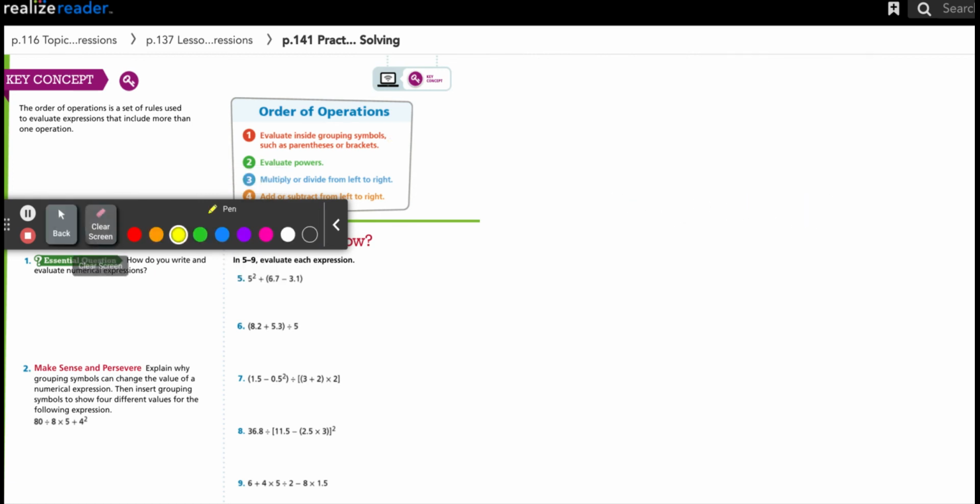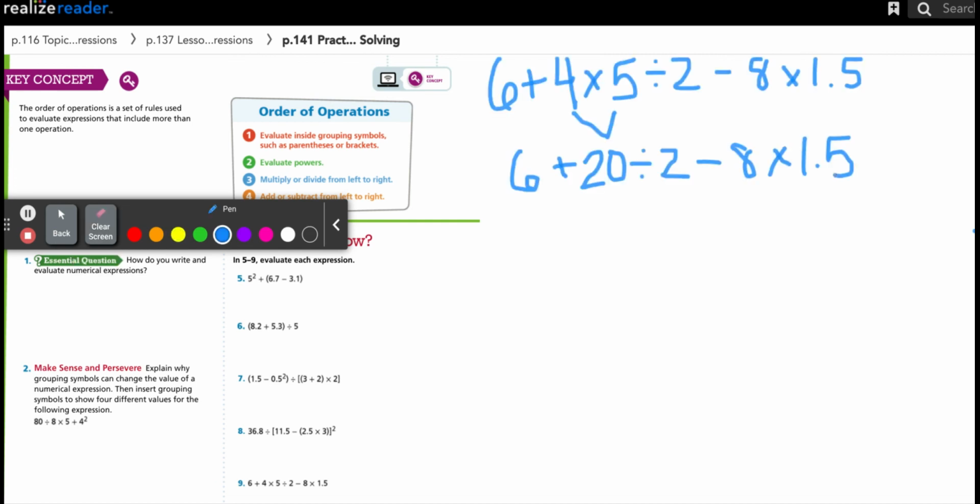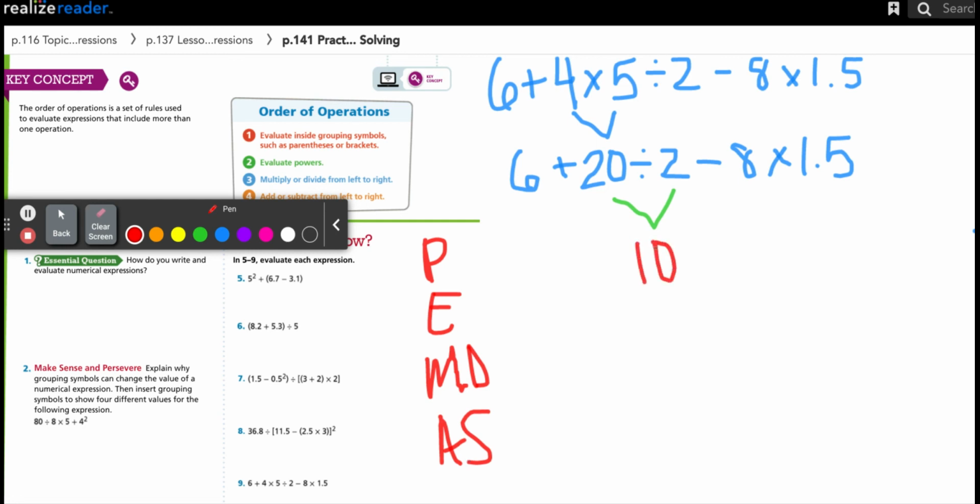20 divided by 2. Oh no! Okay, let me rewrite that quick and get us back to the same spot. Okay, so my next step is to do this 20 divided by 2, because when I'm reading from left to right, the division is before that multiplication. Rewrite the rest. 6 plus 10 minus 8 times 1.5.